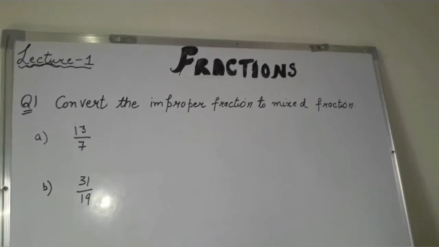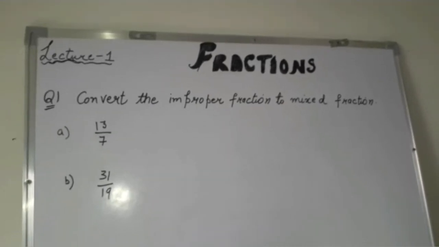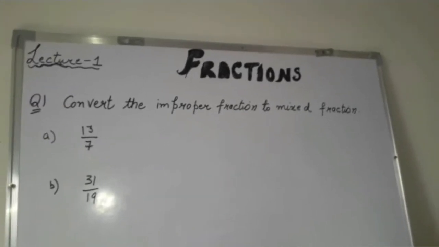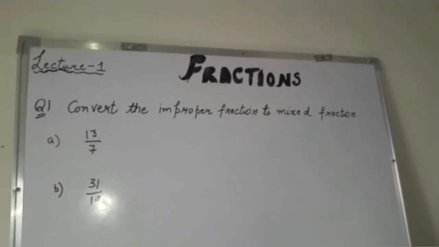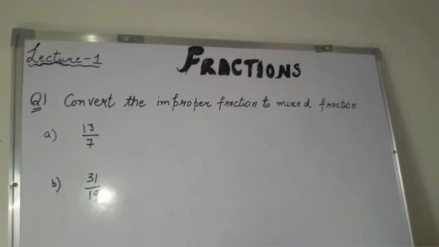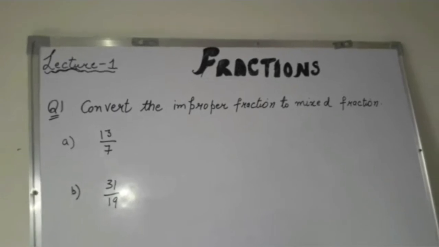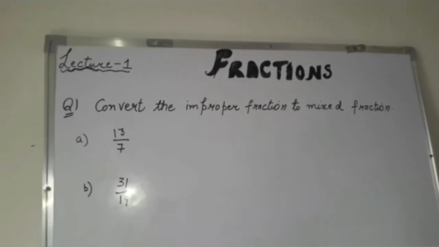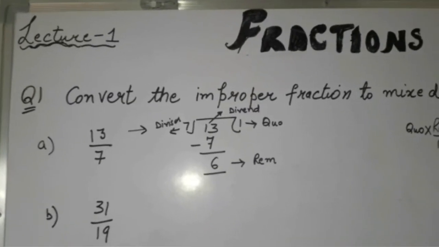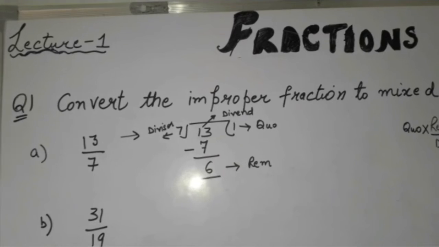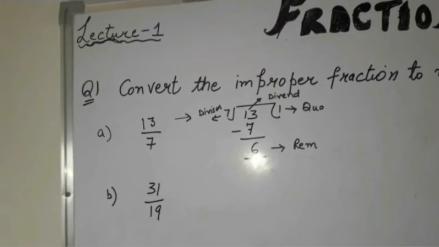Next question is that I have to convert the improper fraction. As you can see, the numerator is greater than the denominator. So it is an improper fraction and I have to change it into a mixed fraction. So how will I do? I will divide my fraction. I will take the 13 as the dividend and 7 as the divisor. Let's see how I get. Now you know 13 is known as the dividend, 7 is the divisor, and when I divide 13 by 7, I get my quotient as 1 and remainder as 6.